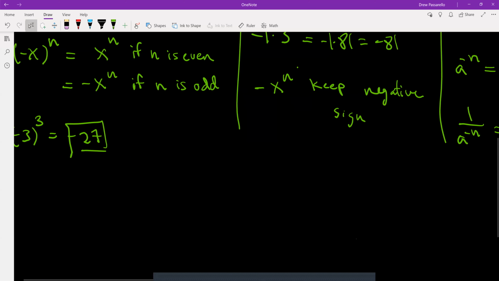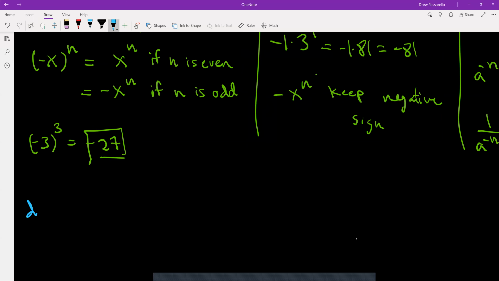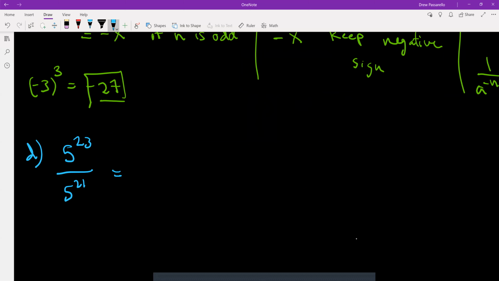All right, so again, these are just basics. You keep going, so this will be part D. And let's say I had 5 to the 23rd divided by 5 to the 21st. Now you would just write this as 5 to the 23 minus 21. That's 5 squared. So you get 25. Most people just do this in their head. You just subtract the top exponent minus the bottom exponent.